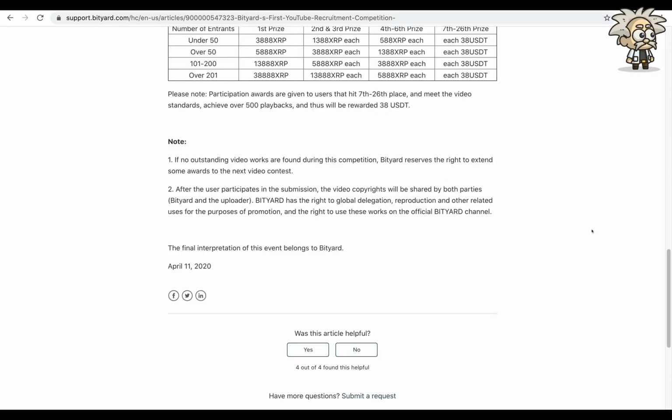Note as well, if no outstanding video works are found during this competition, Bityard reserves the right to extend some awards to the next video contest. After the user participates in the submission, the video copyrights will be shared with both parties, Bityard and the uploader. Bityard has the right to global delegation, reproduction, and other related uses for the purposes of promotion, and the right to use these works on the official Bityard channel. The final interpretation of this event belongs to Bityard.